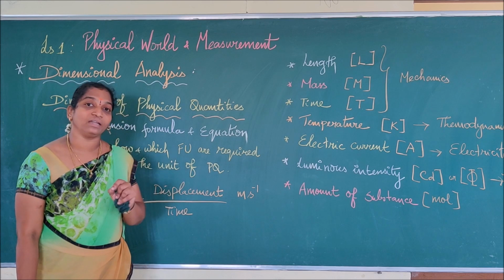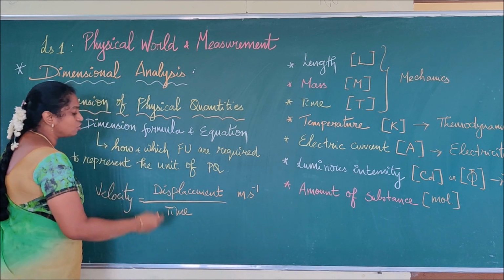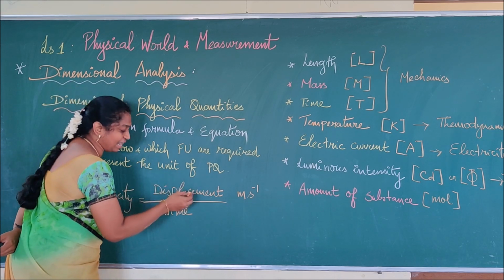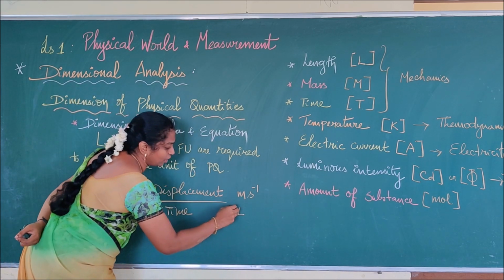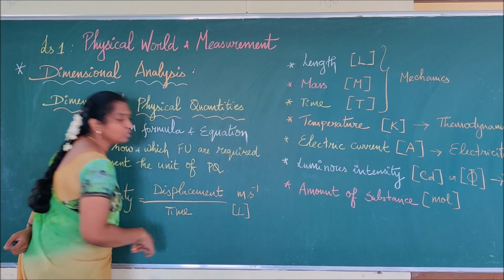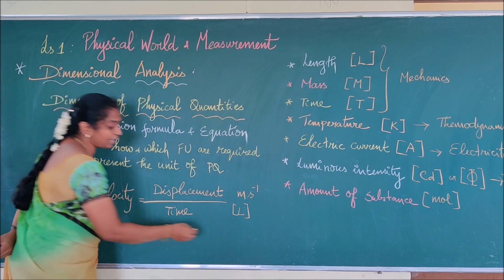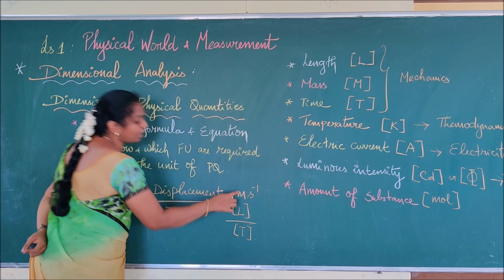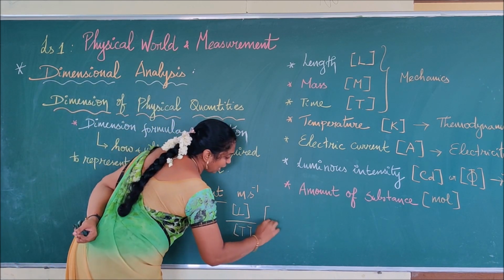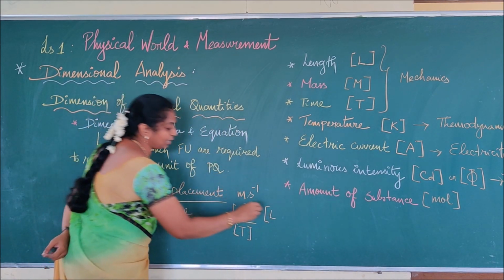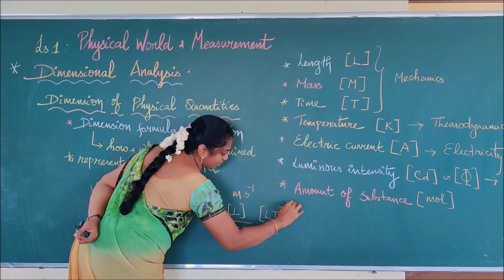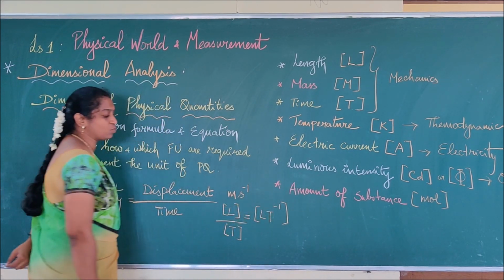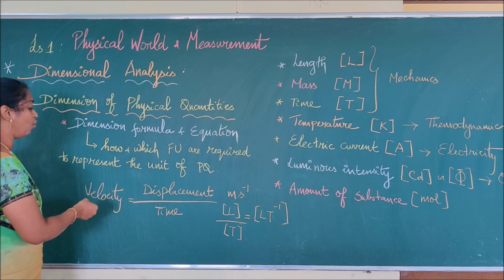Now we are going to write the dimensional value for that. Displacement is a length, therefore it will be capital L. We have to use a square bracket, right? So capital L by time. Time taken is capital T. So in the same form, I can write capital L and T power minus 1. This is written as LT power minus 1. So that is the dimensional value for velocity.